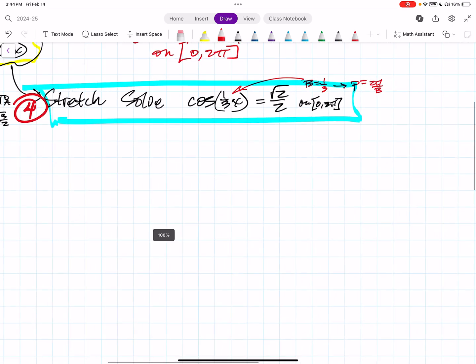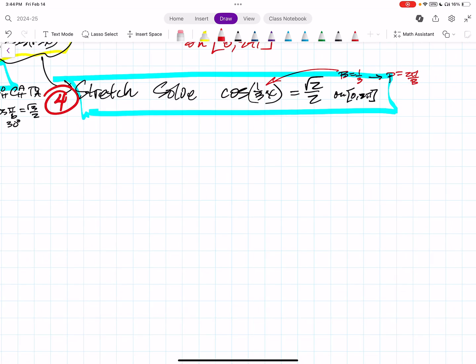Okay, last one. What happens when you change b to 1/3? What happens to the period? It's not a compression, it's an expansion or a stretch. So here we go. B is 1/3. That means the period is 2 pi divided by 1/3, which is 6 pi. So it's a stretch. This is going to affect the solutions. We're not going to increase the solutions here.